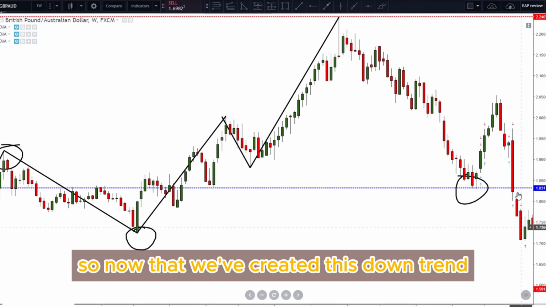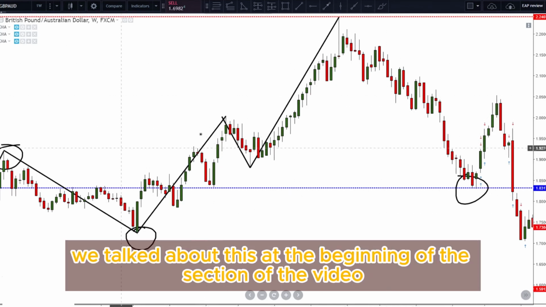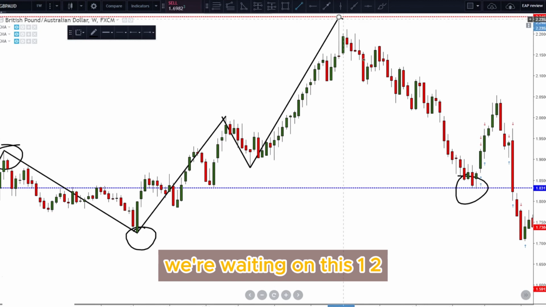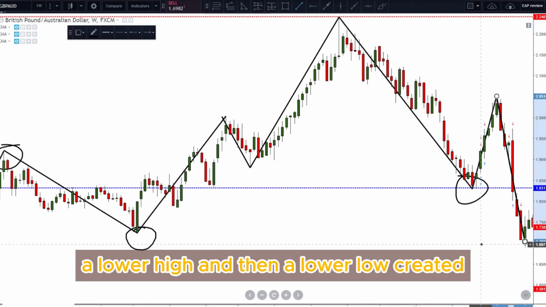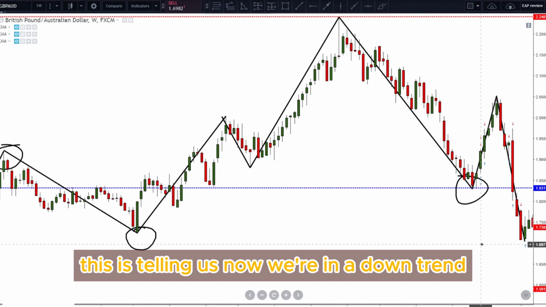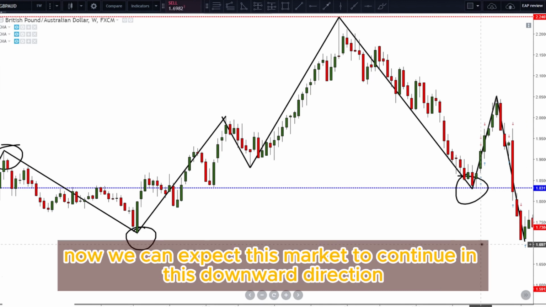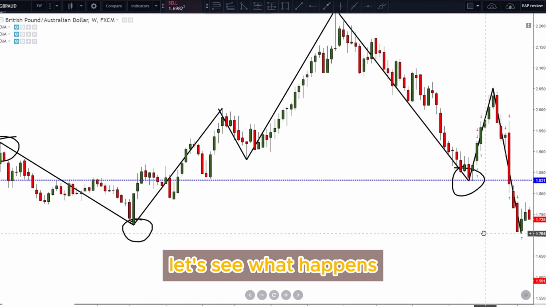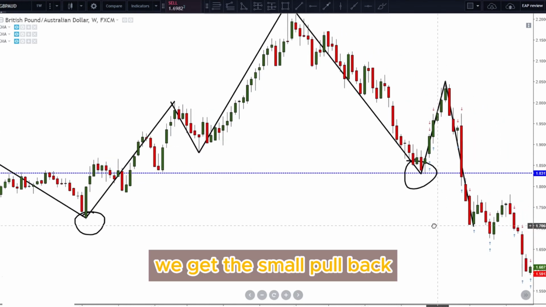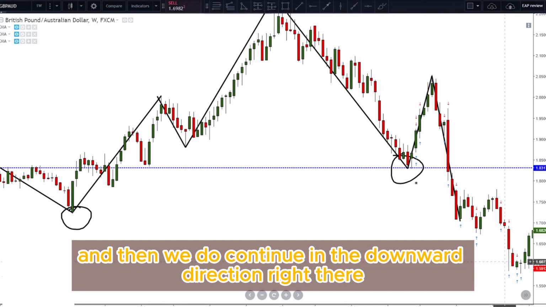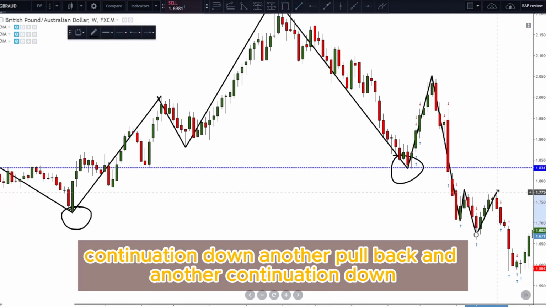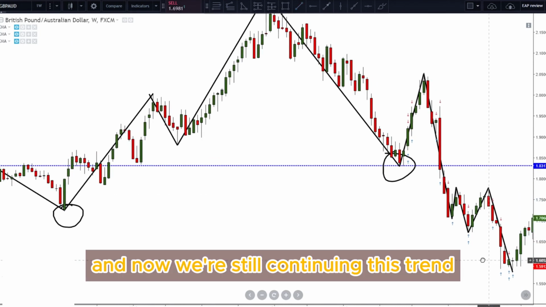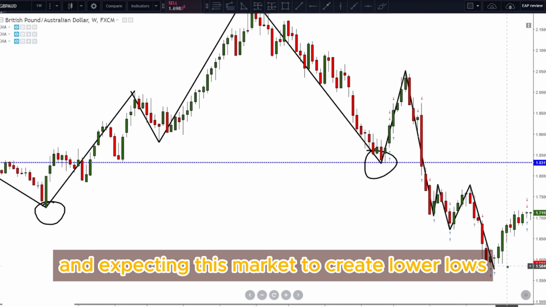So now that we've created this downtrend, remember we talked about this at the beginning of this section of the video. We're waiting on this 1, 2, 3 move. We have a low, a lower high, and then a lower low created. This is telling us now we're in a downtrend. Now we can expect this market to continue in this downward direction. Let's see what happens. Well, we get the small pullback, and then we do continue in the downward direction right there. So we got that small pullback, continuation down, another pullback, and another continuation down. And now we're still continuing this trend and expecting this market to create lower lows.